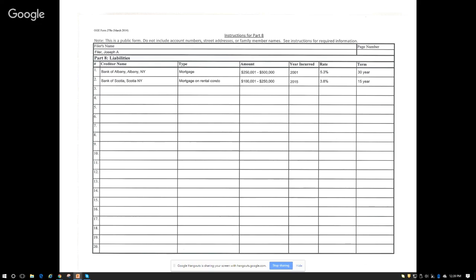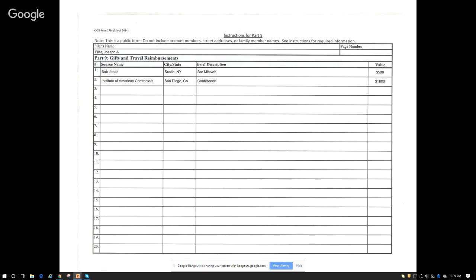Okay, let's take a look at Part 9. This is where the filer reports gifts and travel reimbursements. Once again, just as a reminder, reportable gifts are a separate issue from standard of conduct gifts at 5 CFR Part 2635. The filer may have to report more gifts whether or not they are a potential standard of conduct issue.